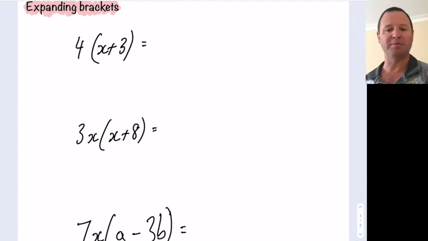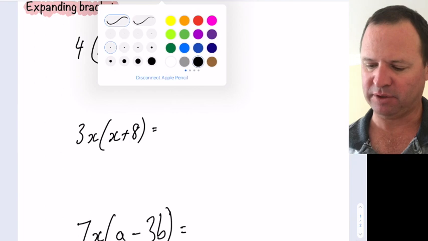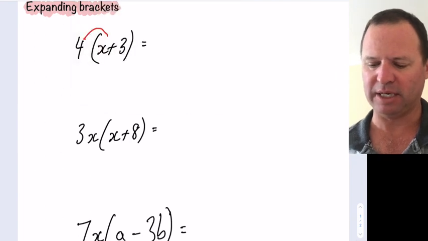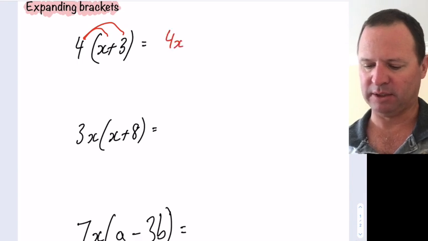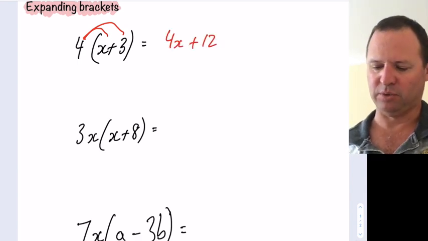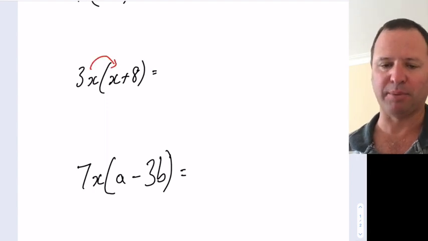I'm looking at 4 times the x plus 3. Just got to distribute that 4 into that bracket, okay? So the first thing we need to do is the 4 times the x and then 4 times the 3. So we'll end up with 4x plus 12.